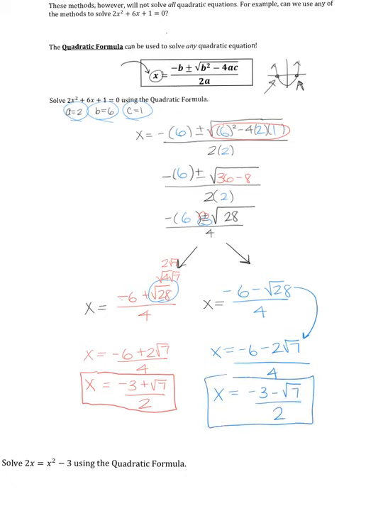Now please note that there are multiple ways that these answers can be represented. You could write a final answer this way. The final answer could also be written as negative 3 plus or minus the square root of 7 over 2. This would work as a final answer. And finally, you could convert these each to decimals.